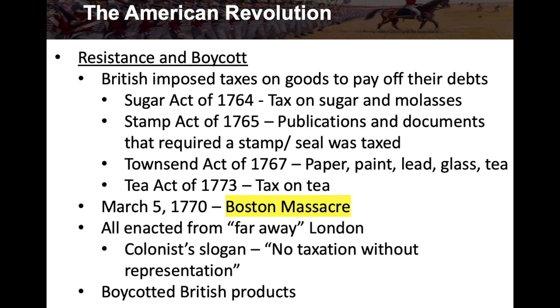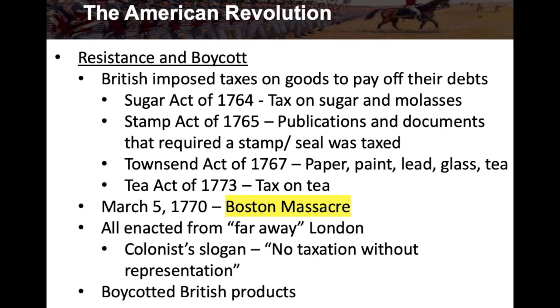Well, that really upset people in Boston, because you have these British soldiers who are kind of like the law of the monarchy now just killing colonists. So things are kind of getting heated. People are speaking out against things and speaking out against these taxes, and now the British soldiers just killed some civilians. All of this stuff was enacted from faraway London.